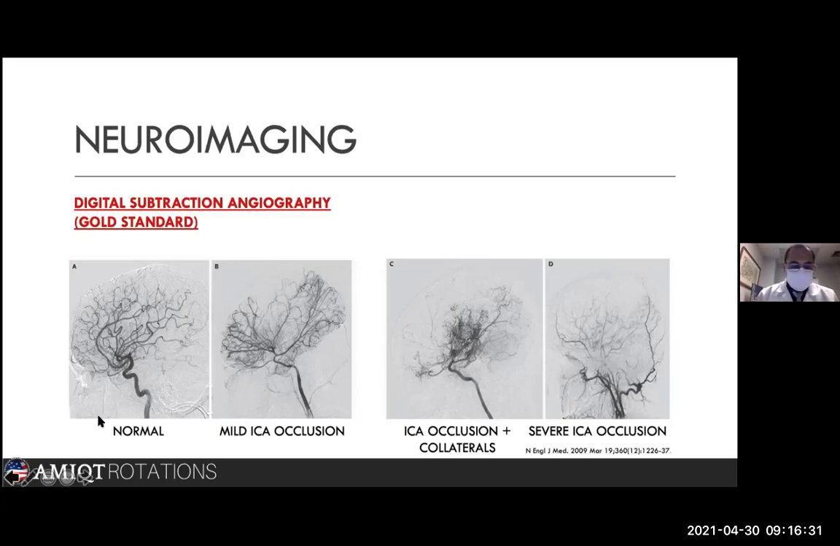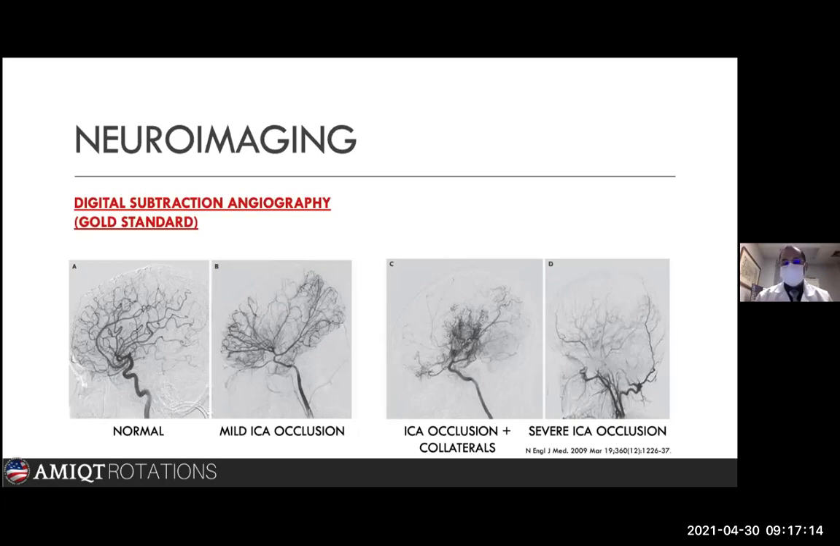Here we can see a normal angiography of the internal carotid artery. You can see how beautiful it looks. When Moyamoya is present, you can see a narrowing of the internal carotid artery. This is like an early stage. In subsequent stages, you can see the appearance of the puff sign, which corresponds to the presence of the collateral vessels. And this last image is from a severe occlusion, or a late stage Moyamoya, in which the occlusion is so severe that the puff sign is lost in this exam.